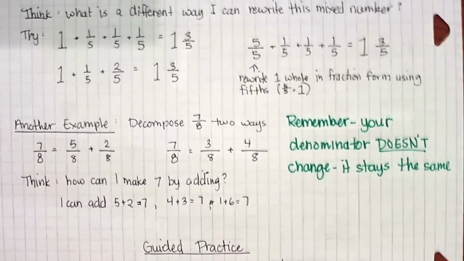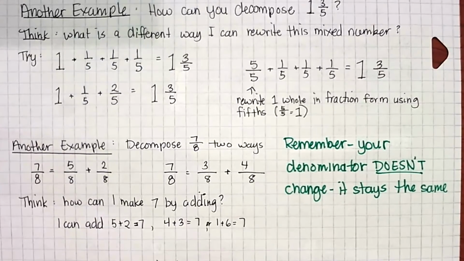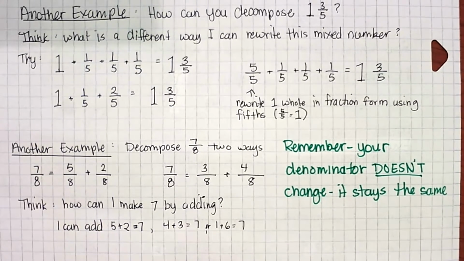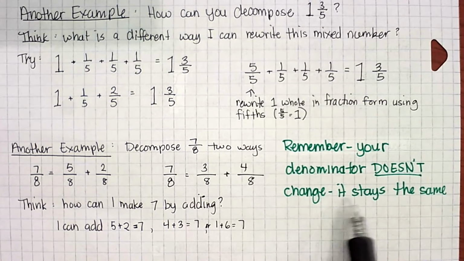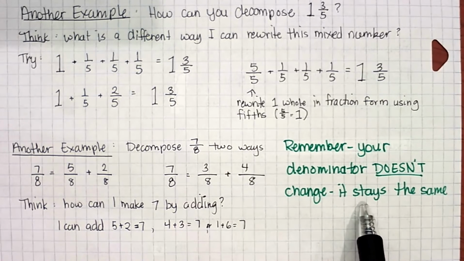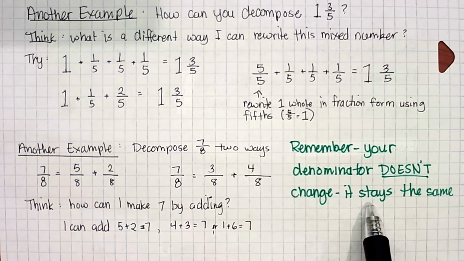Now let's decompose another number. So we're going to decompose 7 over 8 in 2 different ways. And remember, your denominator doesn't change. It stays the same. When you have a like denominator, you keep that like denominator.